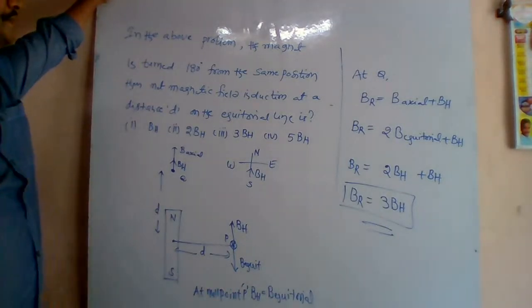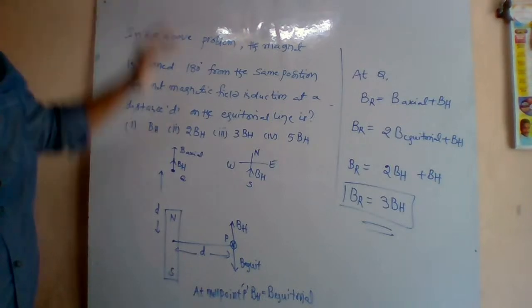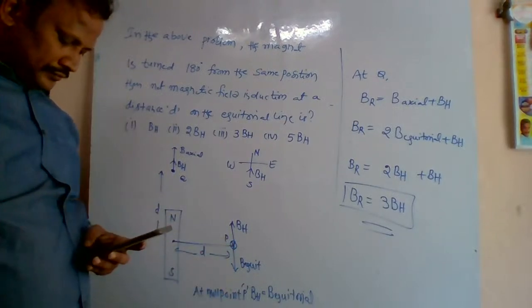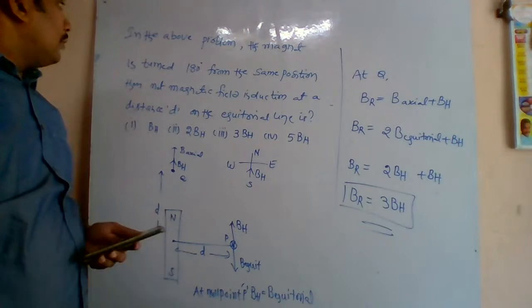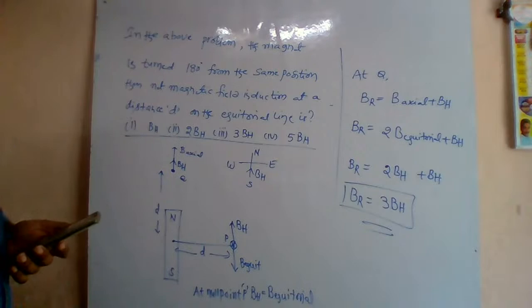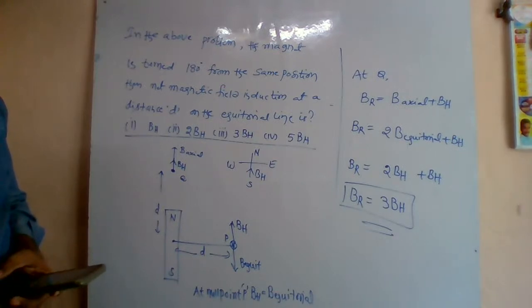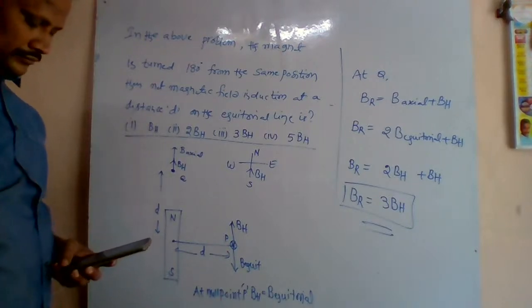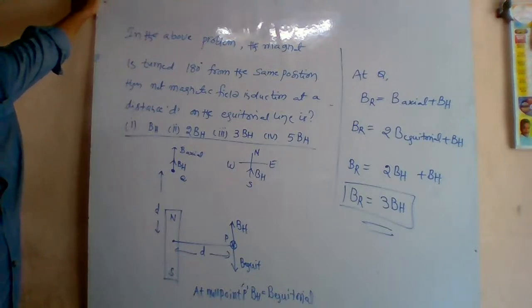So next, try this problem. Copy this. In the above problem, the magnet is turned 180 degrees from the same position. What is the net magnetic field induction at a distance d on the equatorial line? Yes, 2BH.